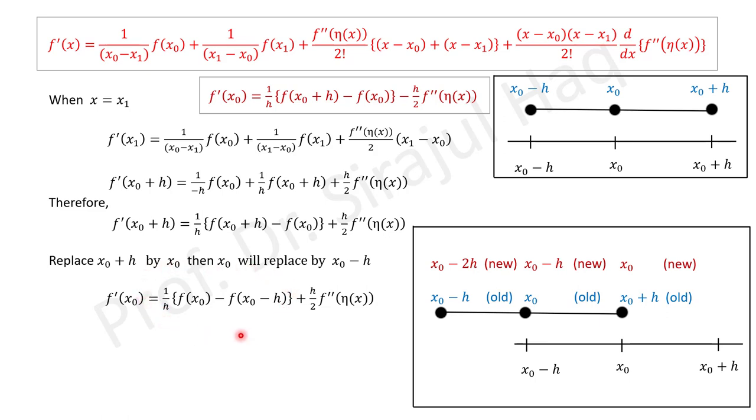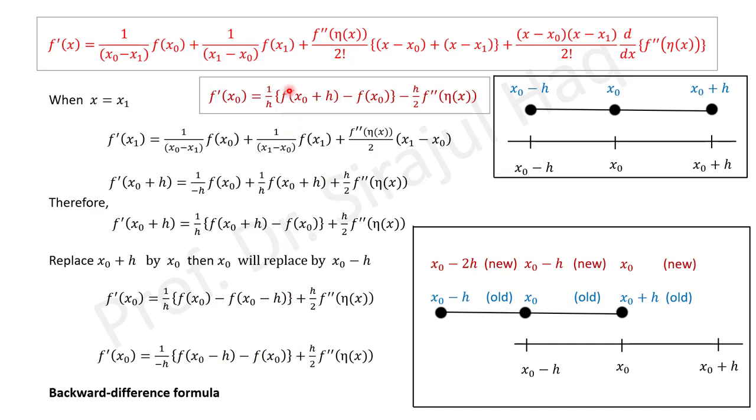Again, this is the approximated value of the derivative and this is an error term. If I take a negative sign common, I will have 1 over minus h, f of x naught minus h minus f of x naught, and that will remain unchanged. Now this formula is called the backward difference formula. Let's focus on this formula and this formula. What is the difference between the two?